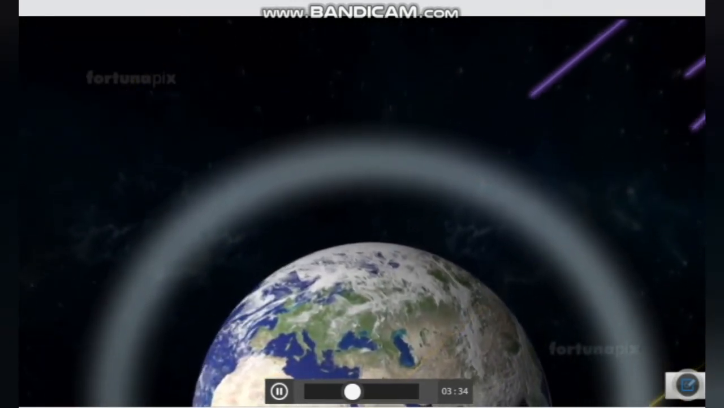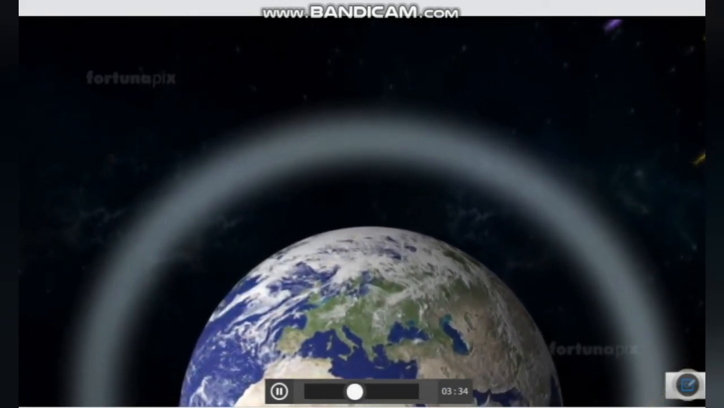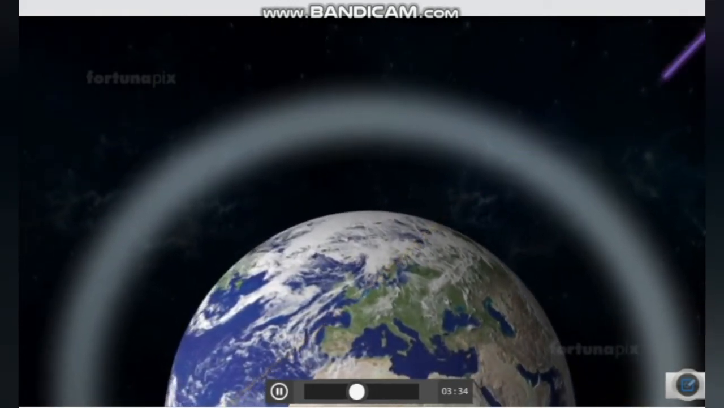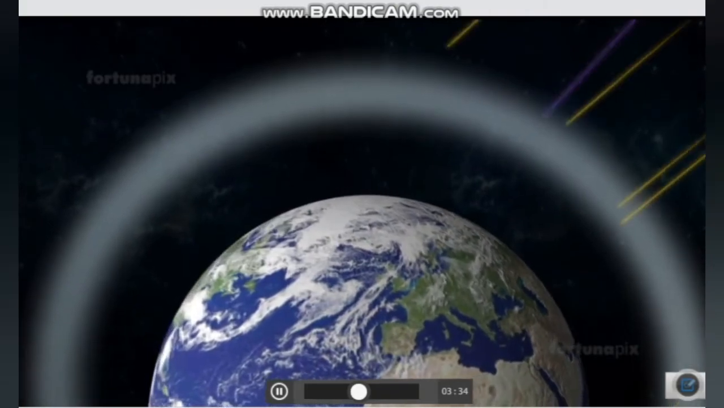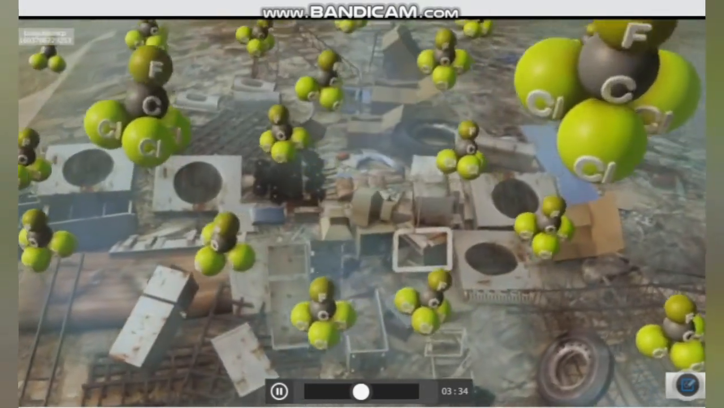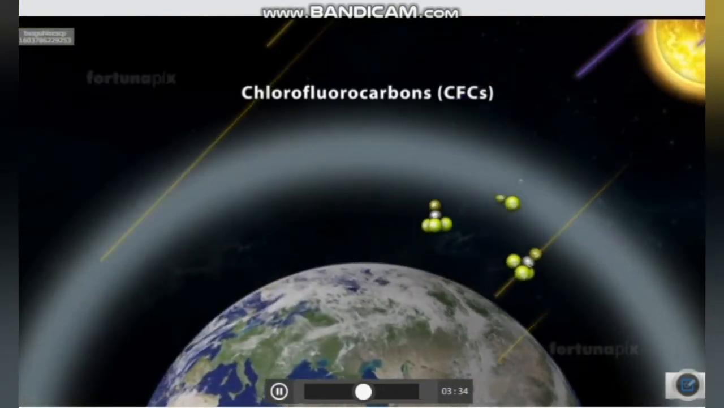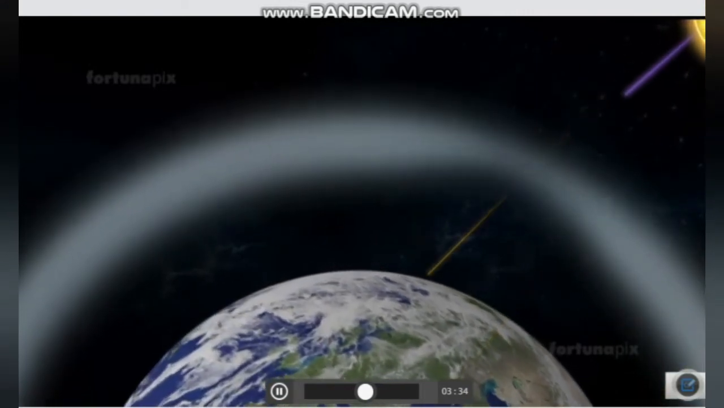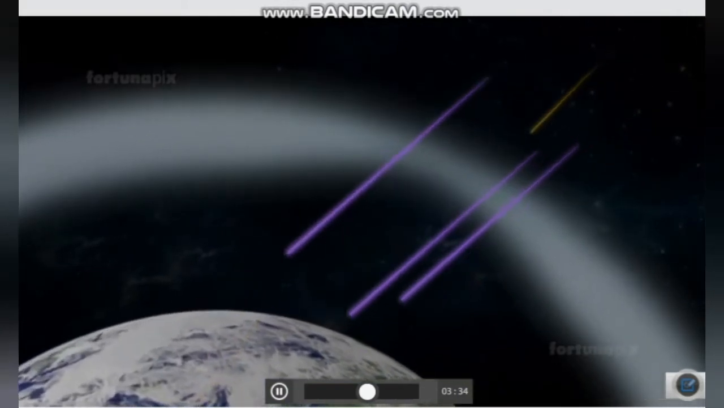Although ozone molecules are only a tiny fraction of the molecules in the atmosphere, ozone plays a vital role in shielding life from harmful effects of ultraviolet radiation from the sun. Humans release into the atmosphere many chemicals, such as chlorofluorocarbons, CFCs, that damage the ozone layer. As a result, more ultraviolet radiation reaches the Earth's surface.